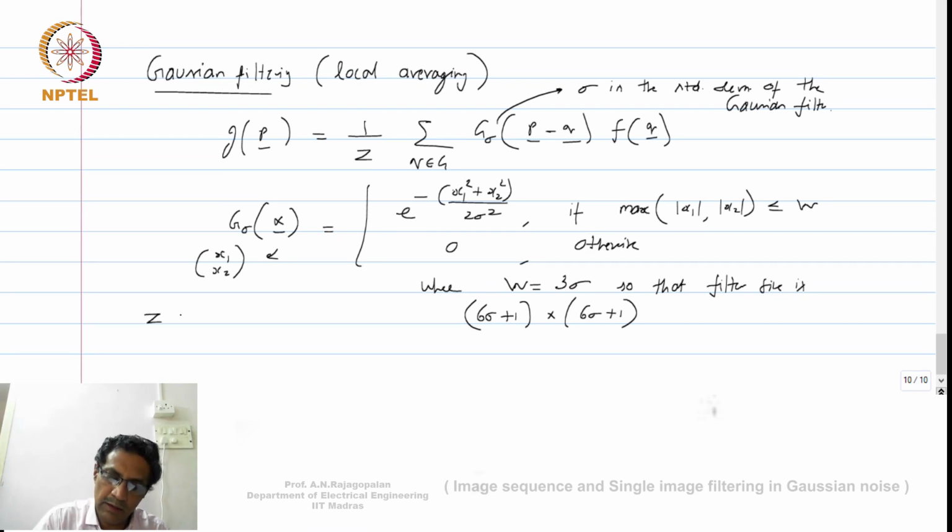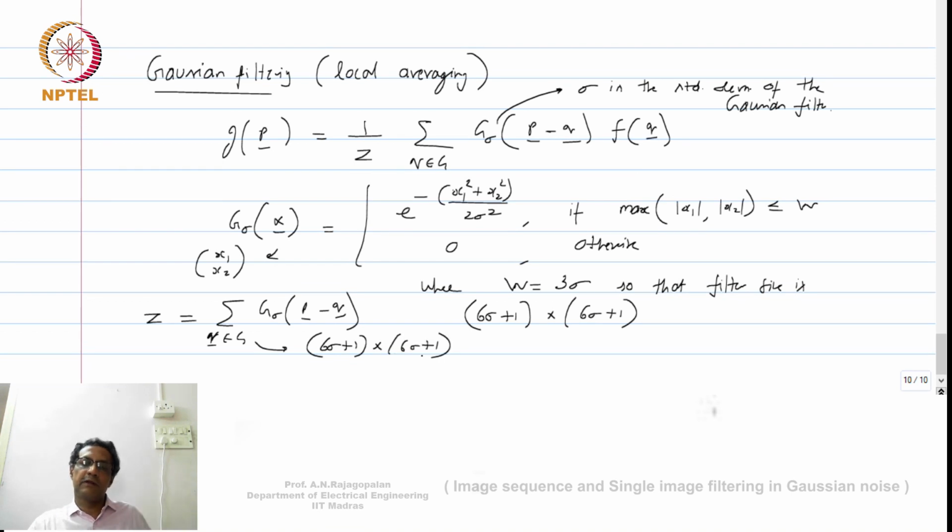And Z will again be the sum over all the weights of G sigma of P minus Q, where Q belongs to G. And this will be summed up over 2W plus 1, or in this case, because it's a Gaussian, over a 6 sigma plus 1 by 6 sigma plus 1 window. Therefore this will again ensure that these weights sum up to 1, except that because you're using a Gaussian filter, more weight will be assigned to the central pixel, and as you move away from that, you'll give lesser and lesser weight. So this is how a Gaussian filter works.